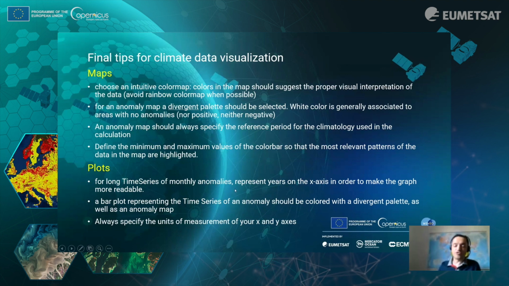If we work with monthly anomalies, when we have a large temporal coverage, it is advisable to put years on the x-axis in order to properly see which year a specific point belongs to. And if we use a bar plot for the time series with a divergent color map, we should use the same color bar that is used for an anomaly map of the same variable. And of course, even for the plot, it is always good to put the units of measurement on the axis, because that shows we are scientifically aware of what we are talking about. And that's all from me at the moment.